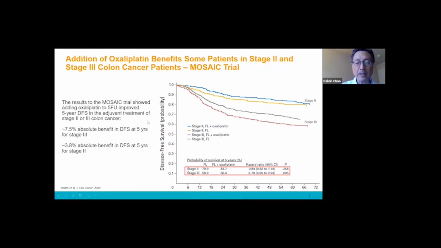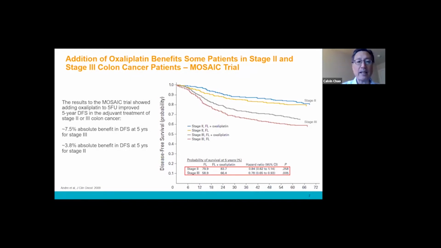But let's take a look at the box down at the lower right, where we can see the actual risk levels. With 5-FU chemotherapy, an 80% probability of survival at 5 years, and with oxaliplatin, really a very small increase of maybe 3.8% for stage 2. And for stage 3, the absolute benefit goes up by 7.5% with oxaliplatin, where patients have clearly worse risk, but it's clear that not everybody has a recurrence.